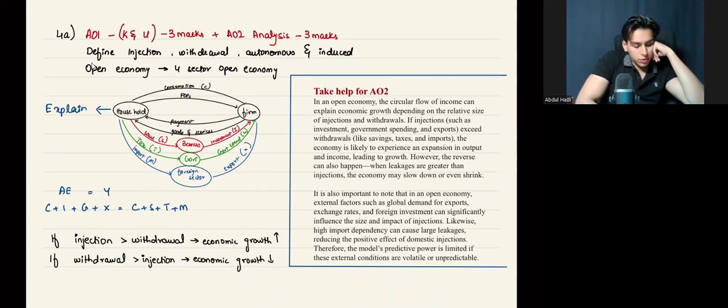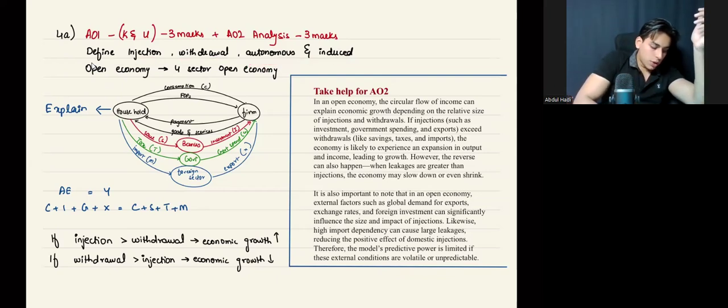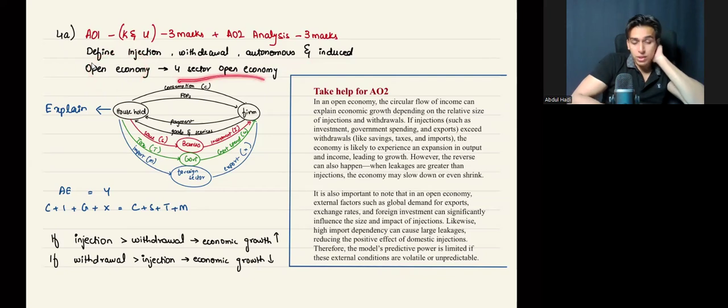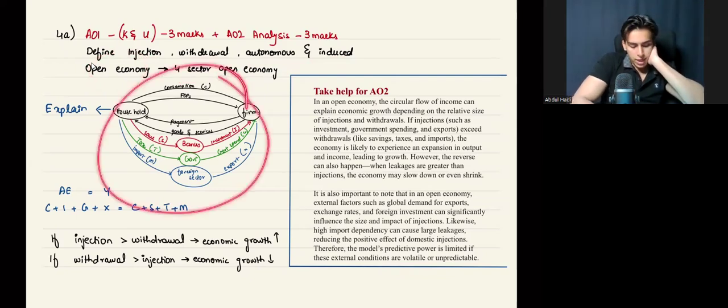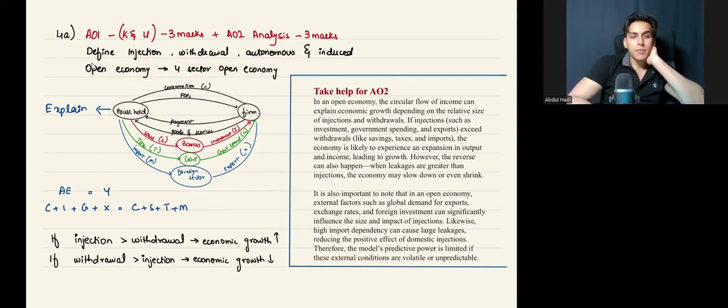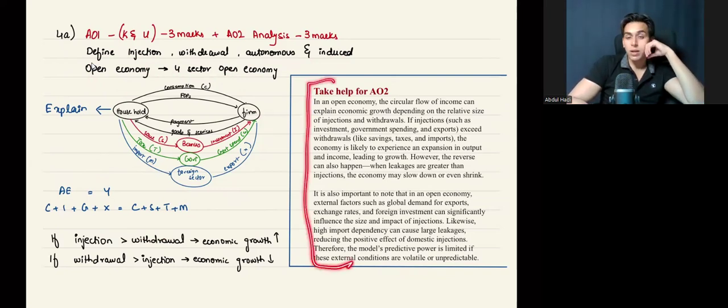All right, so you will start by defining injection, withdrawal, autonomous, and induced. Then you will talk about what an open economy is. It's a four sector open economy. You will draw this diagram. You will explain the diagram. And you will reach the multiplier formula and the macroeconomic equilibrium. So this is all your knowledge and analysis part, and you can take help from here as well. For your AO1 and AO2, everything clear up till now?